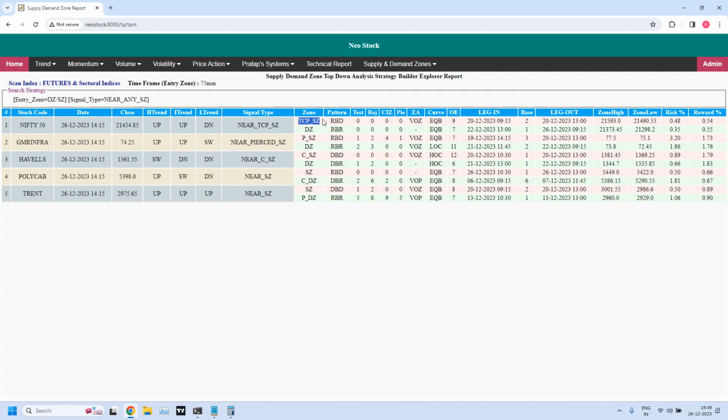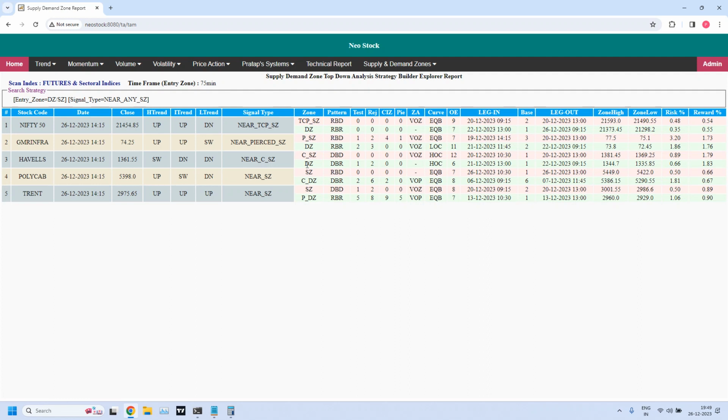Nifty 50 is at a high liquidity 75 minutes supply zone. Next one is Havells, a high liquidity supply zone. That's it. This is a counter trend trade setup. This high liquidity supply zone is a counter trend trade setup.